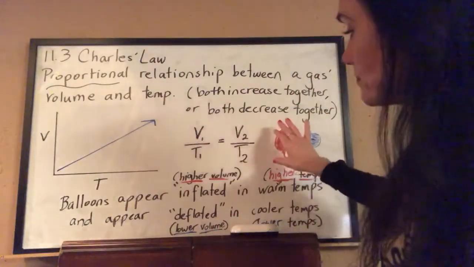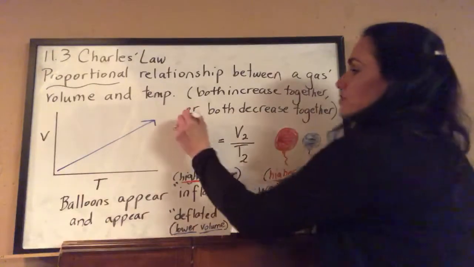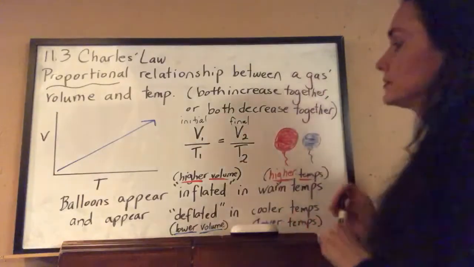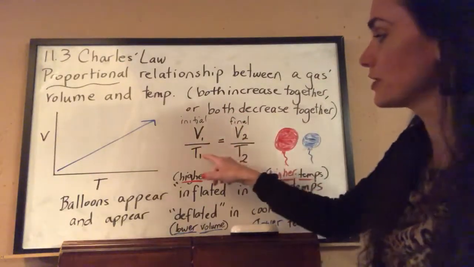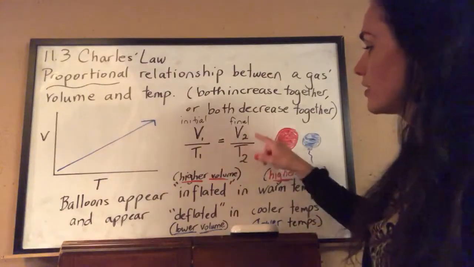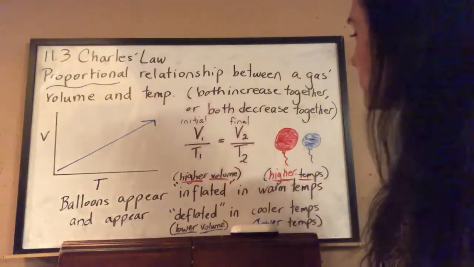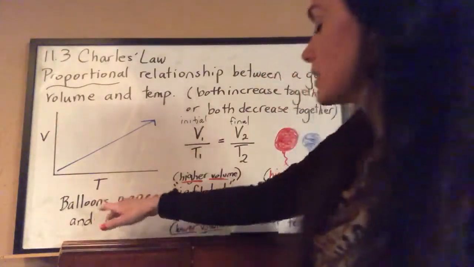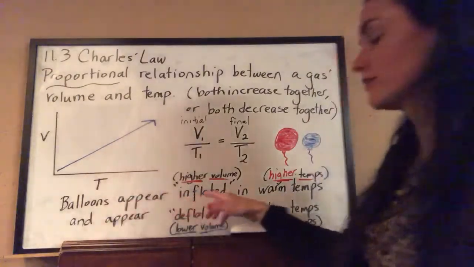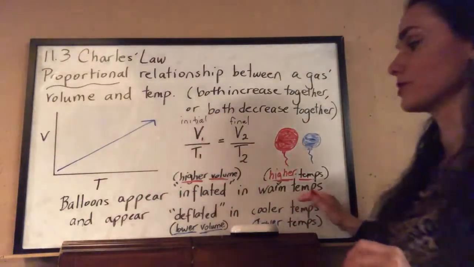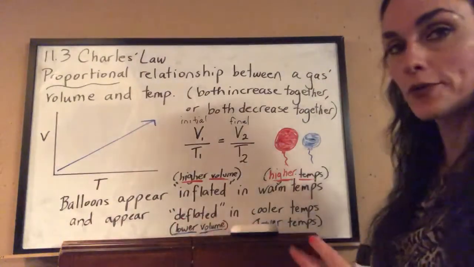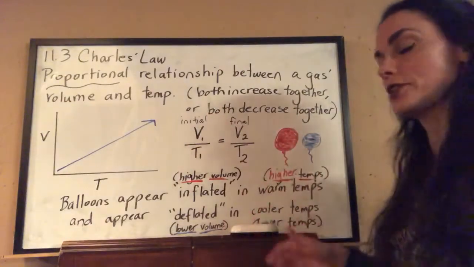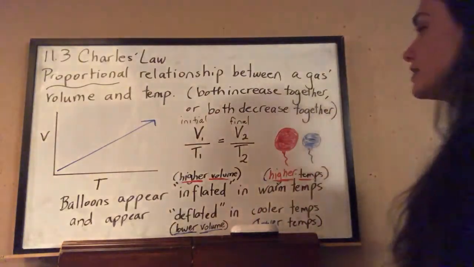The equation here represents that relationship, with your initial conditions and your final conditions. The initial volume over the initial temperature is equal to the final volume over the final temperature. An example you can think of is a balloon. Balloons appear inflated, with higher volume, in warmer temperatures, and deflated, with lower volume, in cooler temperatures. So increased volume with increased temperature, and decreased volume with decreased temperature.